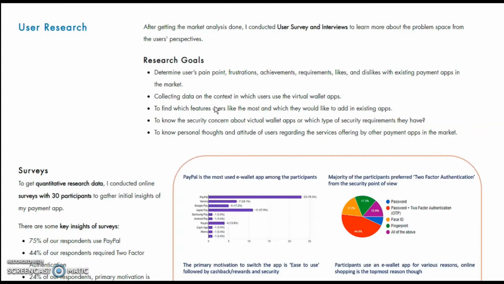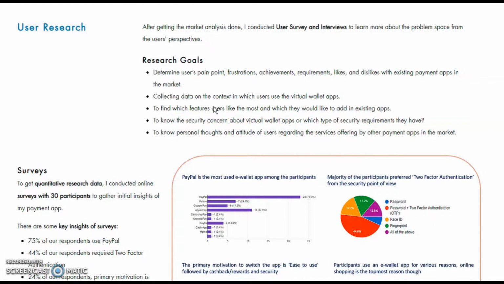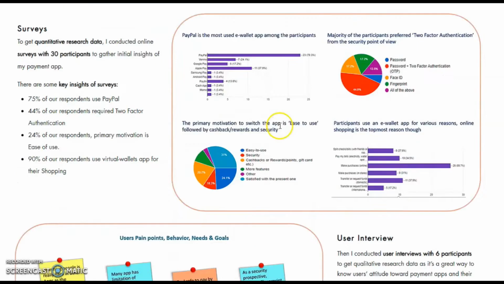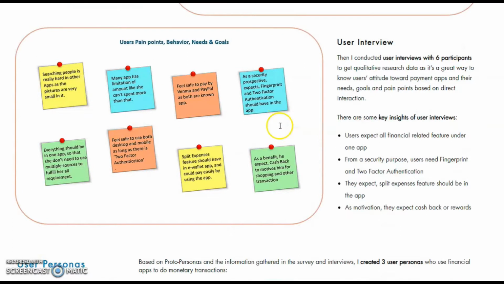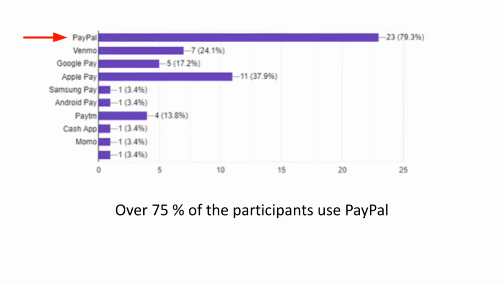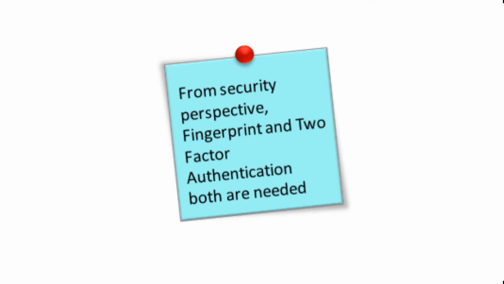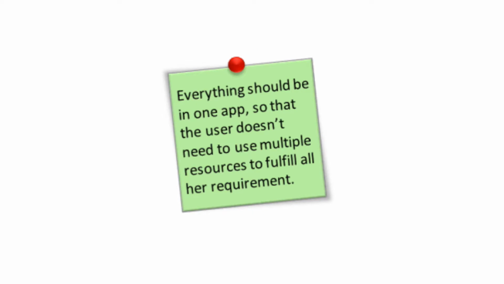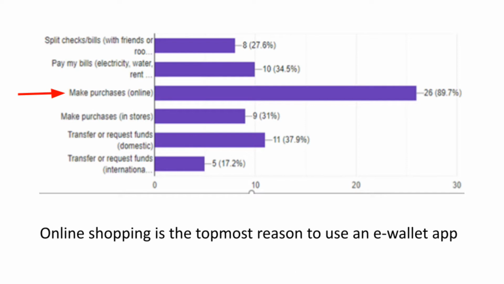Now it's time to know about the potential users to learn more about the problem space from the user's perspective. So I conducted online surveys with 30 participants to get the quantitative data. And also I conducted user interviews with 6 participants to get the qualitative data. There are some key insights which I gained from user interviews and surveys. 75% of the participants are using the PayPal app, which is really interesting. From a security perspective, they need two-factor authentication and fingerprint. They expect all the financial related features in one app. And 90% of the participants are using a virtual wallet app for their shopping purposes.